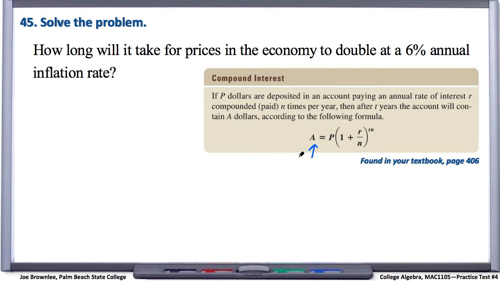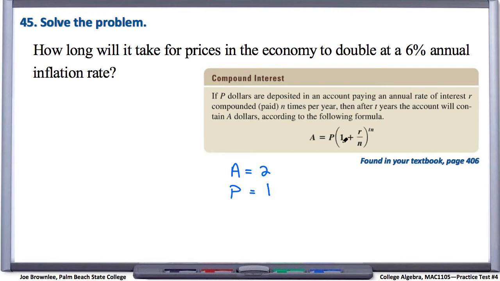So if we are starting with a gallon of milk that costs $1, and we want to know how long it will take for that gallon of milk to cost $2, then we're stopping at $2, meaning the amount that we want to end up with is $2. All right, so in our case, A will be 2. The P represents the principal, the amount of money that you're starting with. And again, in our case, we're going to start with a gallon of milk that costs $1.